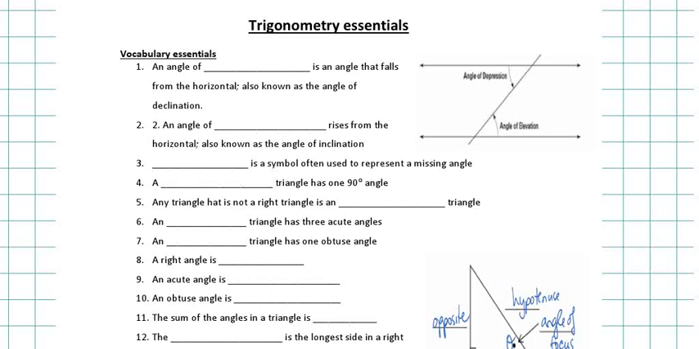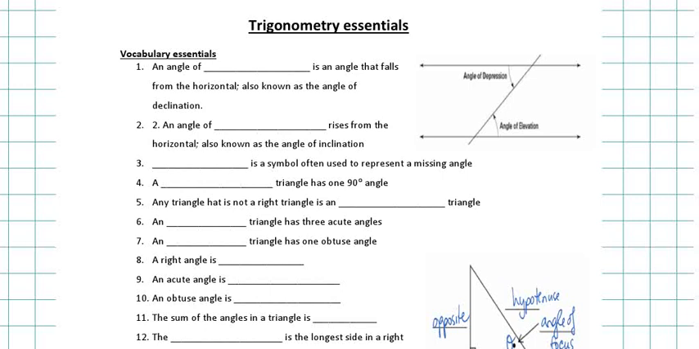So we're starting with trigonometry, and with trigonometry, we're going to start with the right angle triangles. Okay? We're going to start with essentials, so we're going to go over things that you should know coming into this class. All right? But we're going to review them quickly.